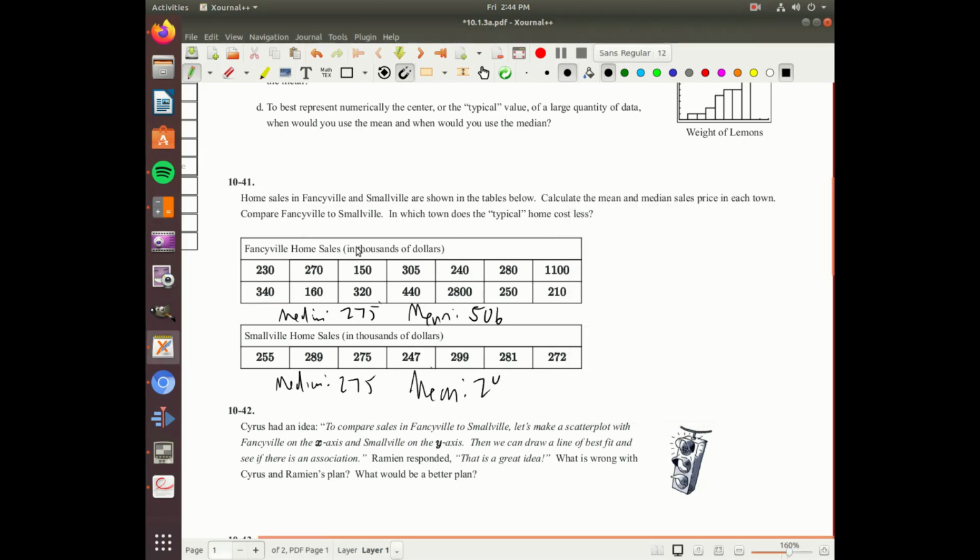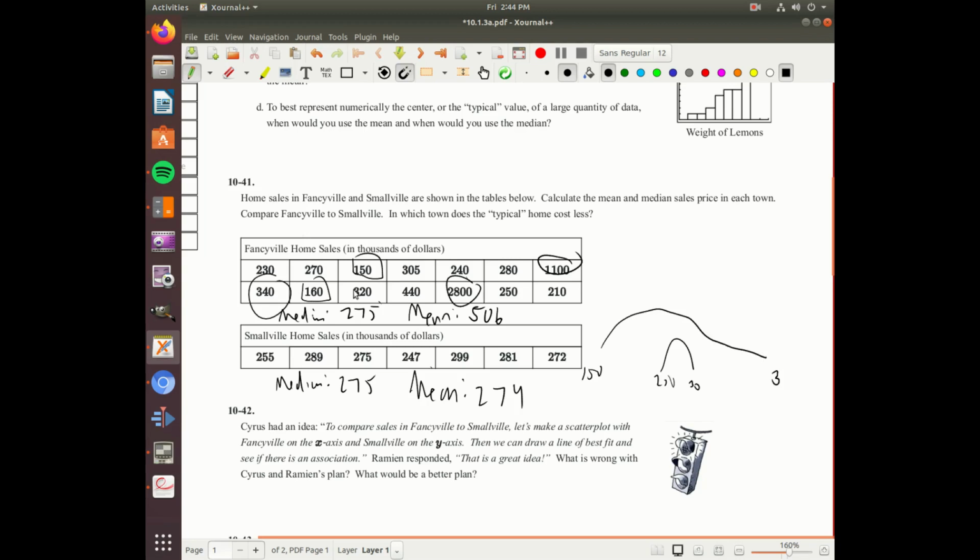So when we compare this data, which town would we rather live in? Well, unless we end up being one of these people with the super fancy house, right? Our house is going to be potentially terrible compared to Smallville. Smallville, all the houses are sort of in the middle, right? So you've got a price like $250 to $300. Smallville, they all fall in that range. Fancyville, they could be as low as 1.5 up to almost $3 million, right?